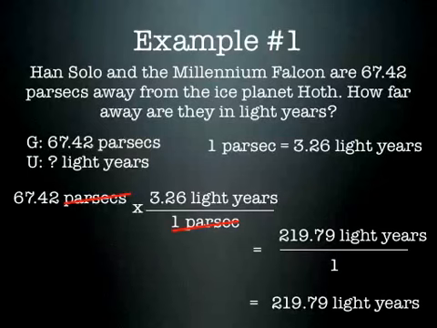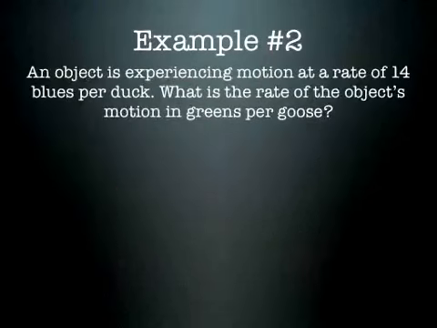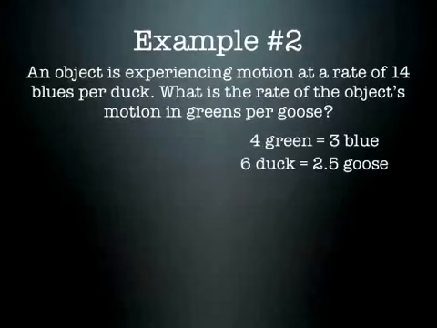So let's move on to example number 2 then. Example number 2 is the first time that you might be seeing completely arbitrary and made up units. In this question we're asking about converting from blues per duck into greens per goose. So we need to know what our color relationship is as well as our bird relationship. And these again can be defined for you.